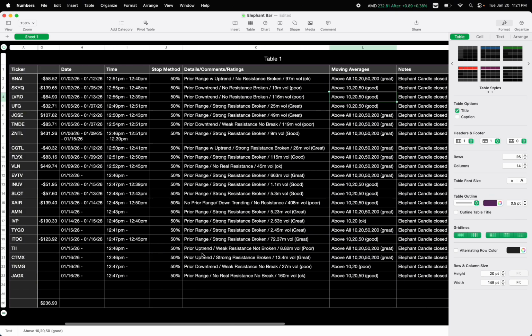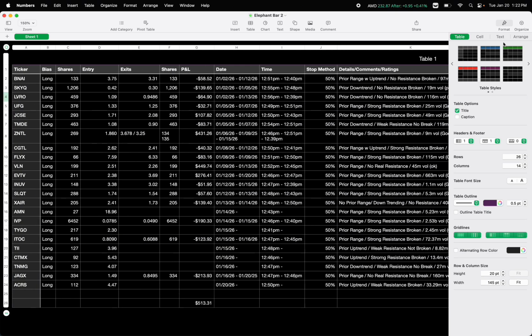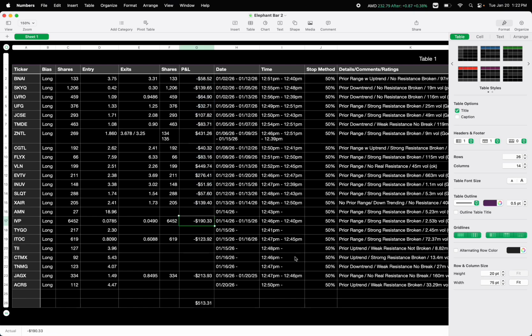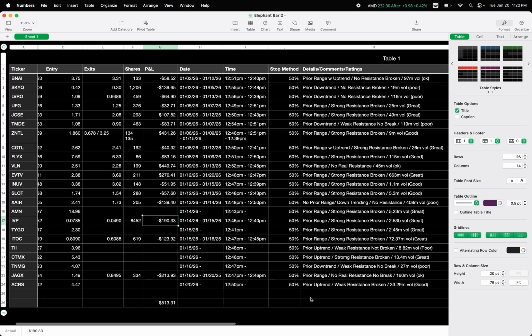Actually, this needs to be updated. Let me update it real quick for you guys. All right, here's a recent one. So I took a couple of trades right now, so I had to update it. But here's essentially the most difficult part in terms of trading here, and that is gathering data.